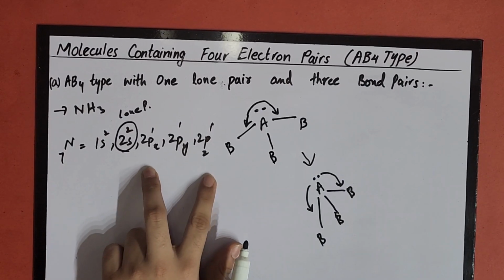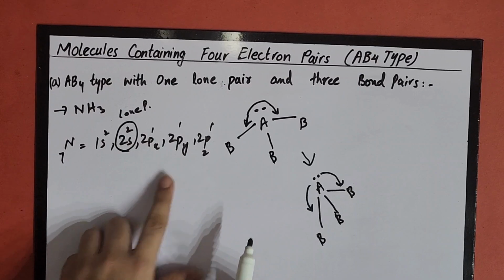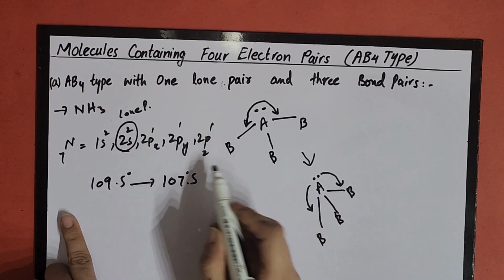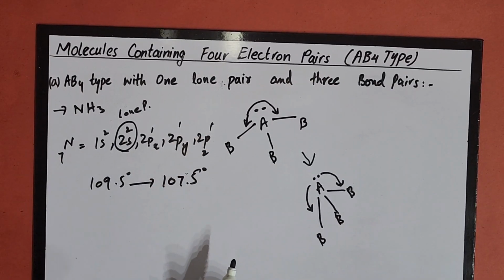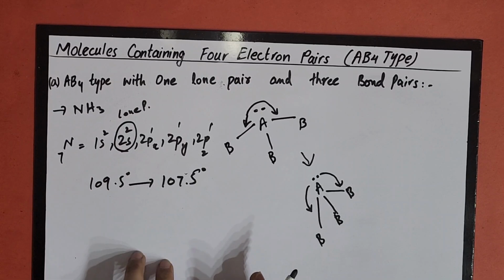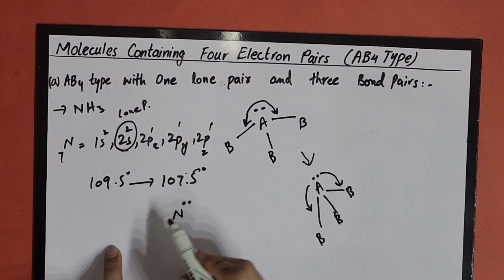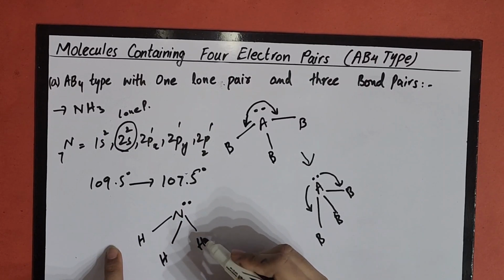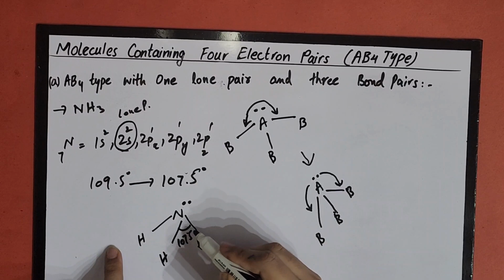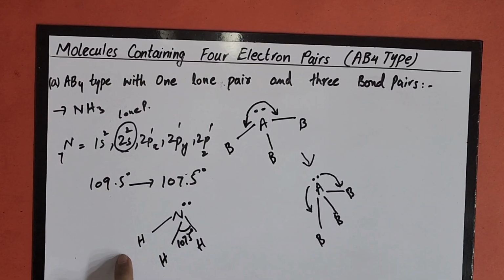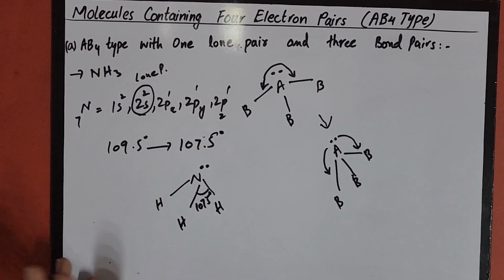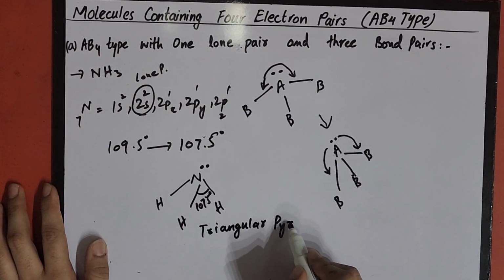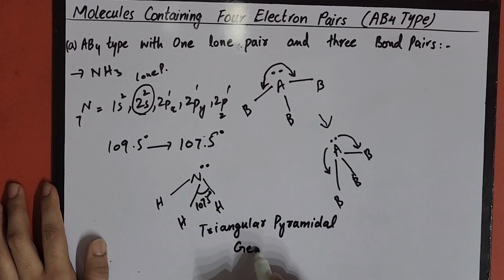So they tend to come closer to each other, and the angle shrinks from 109.5 degrees to 107.5 degrees. Alright, the effect compels ammonia to assume a triangular pyramidal geometry instead of tetrahedral. So its geometry could be like this. For example, this is a hydrogen, another hydrogen, and the third hydrogen here. So the angle should be 107.5 degrees. It does not have tetrahedral geometry. It has triangular pyramidal geometry.